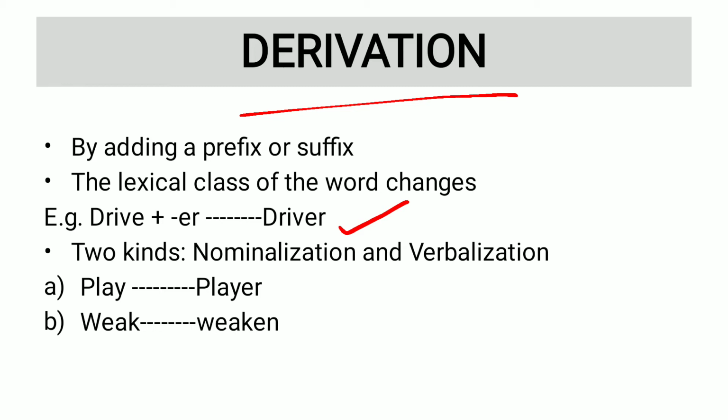So there are two kinds of derivation, that is nominalization and verbalization. Means if we derive a word and it is a noun, it is the process of nominalization, and if we derive a word and it appears to be a verb, then we call it the process of verbalization.